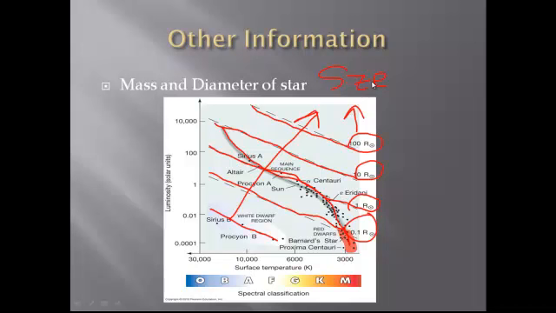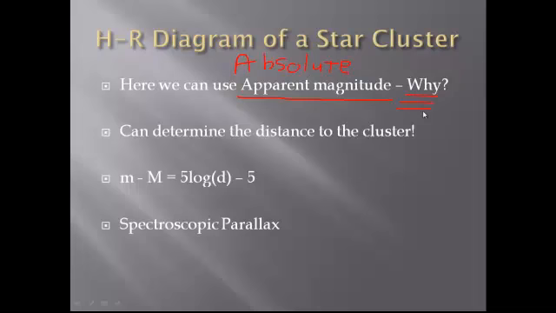Now, we talked about earlier why we could use apparent magnitudes when we look at a star cluster. If we look at HR diagrams of a star cluster, I said normally we had to use absolute magnitude. So normally that's what we have to use. But when we do a cluster, we can do it. Why can we use the apparent magnitude when we're looking at a cluster? This is a good thing.